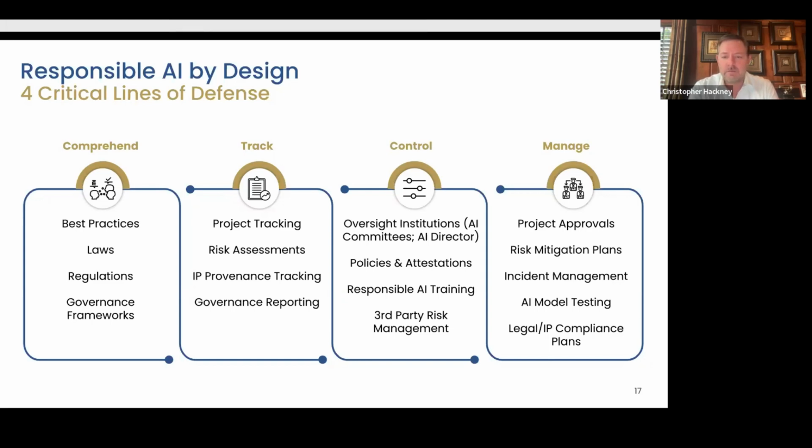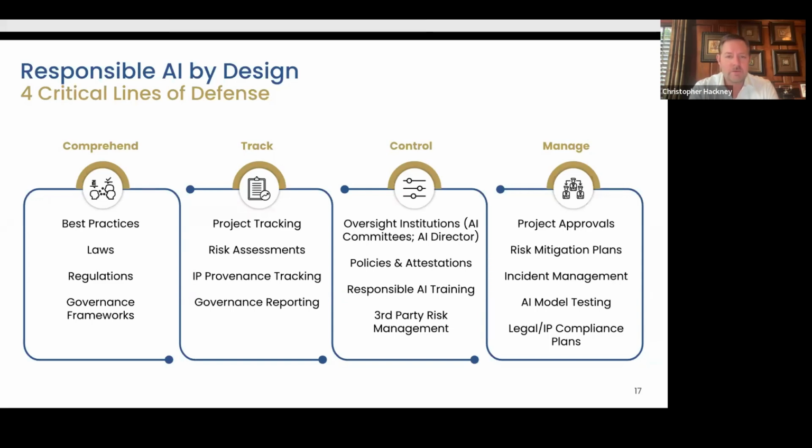And then lastly, third-party risk management. Much of the work your organization and others will be doing is through third-party tools, software, services. So not only understanding the models you're building in your organization and applying governance, but also understanding how third parties that you work with are doing the same.